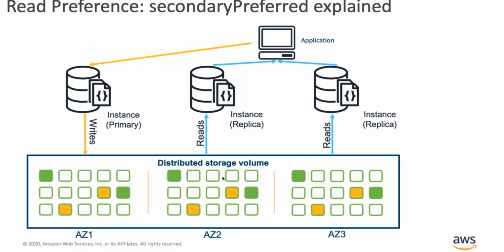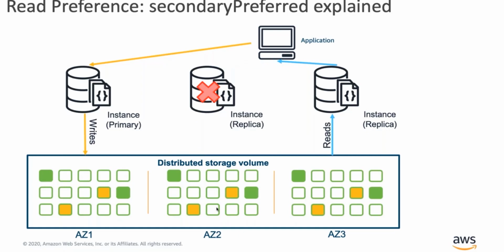Let's look at it from a use case and how this really works. So in this case, I am connecting to my DocumentDB cluster of one primary instance and two replica instances using the secondary preferred connection string attribute. So any writes from my application are going to my primary instance, while any reads from my application are going to the replica instances. Obviously, under the hood, we have the distributed storage volume across different AZs with copies of your data. Now, let's say one of my replica instances were to go down.